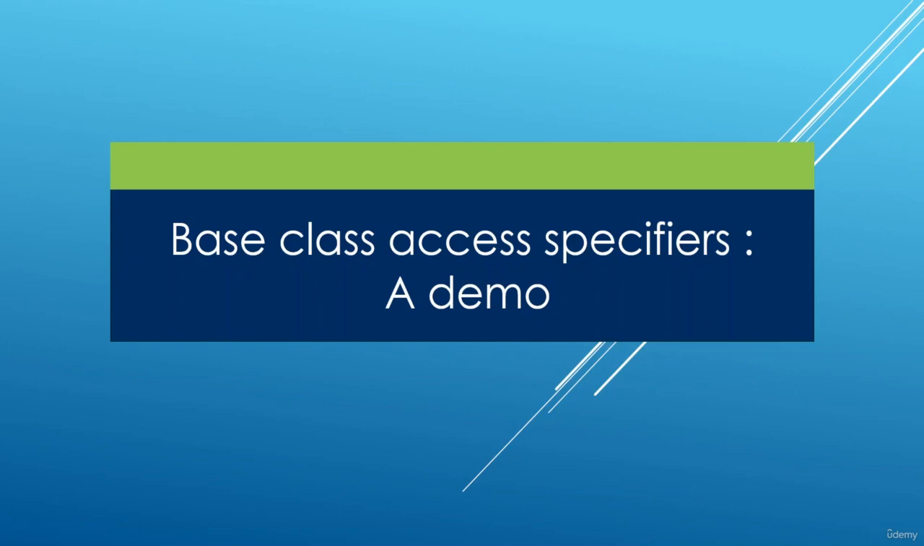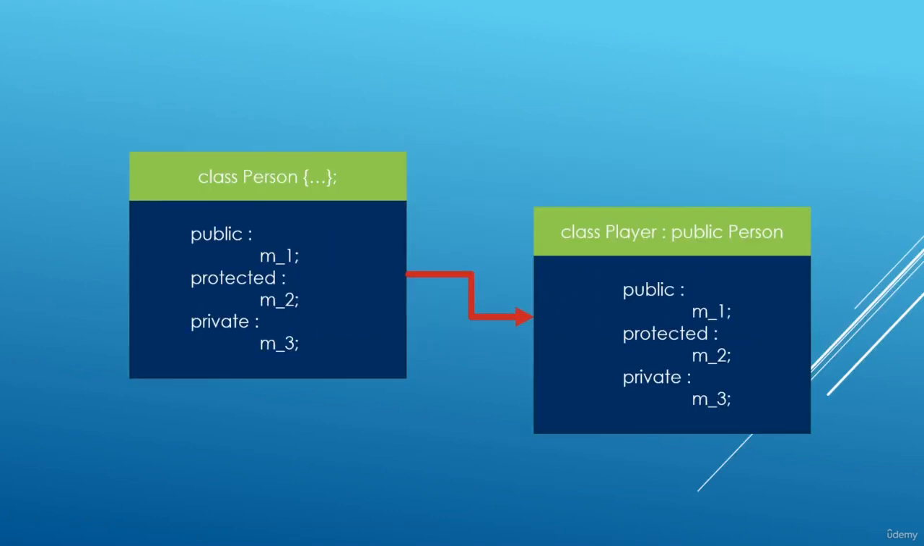In this lecture, we're going to play with the base class access specifiers we learned about in the last lecture. In other words, we're going to play with public, protected, and private inheritance in Visual Studio Code. So let's review a little bit what we talked about in the last lecture.